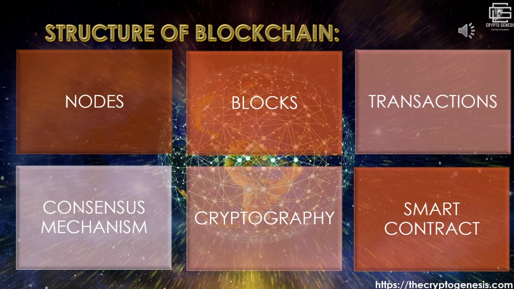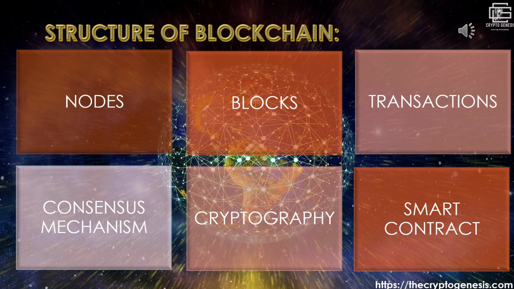Moving on to the blockchain structure. Blockchain structure includes nodes. Nodes are the individual computers or devices that make up the blockchain network. Then we have blocks. Blocks are a collection of data that contain transaction records. Then we have transactions. Transactions are records of value exchanges between participants on the blockchain network. Transactions can include information such as the sender and receiver addresses, the amount of currency exchanged, and a timestamp.